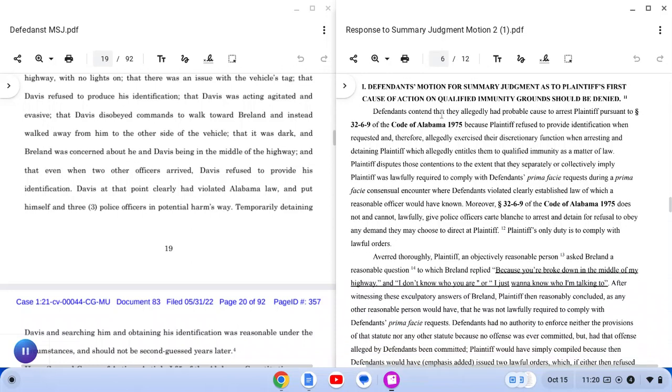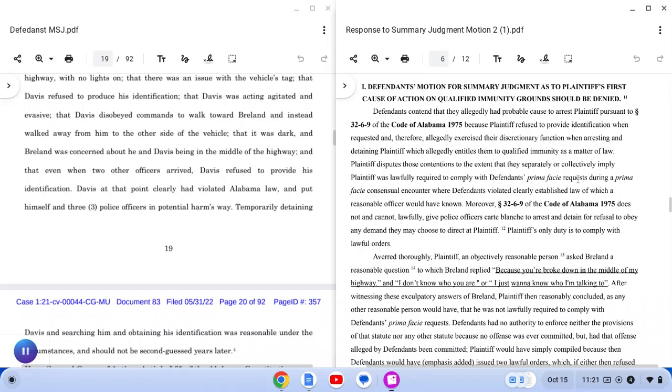Defendants contend that they allegedly had probable cause to arrest plaintiff pursuant to Section 3269 of the Alabama Code 1975 because plaintiff refused to provide identification when requested, and therefore allegedly exercised their discretionary function when arresting and detaining plaintiff, which allegedly entitles them to qualified immunity as a matter of law. That's what they're arguing. Plaintiff disputes this contention to the extent that they separately or collectively imply plaintiff was lawfully required to comply with defendant's prima facie request.